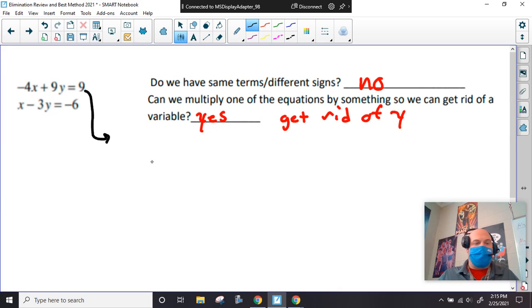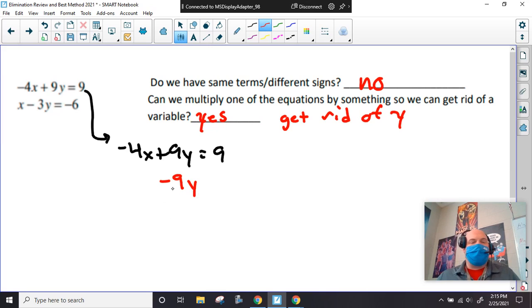So if we do that, we just leave the top alone. Now, since this is a positive 9 here, I want this to be a negative 9 down here. What would I have to multiply by to make this a negative 9? A 3. I would have to multiply all this equation by 3. And when I do that, 3 times x is 3x, 3 times negative 3y is negative 9y, and this ends up being negative 18.